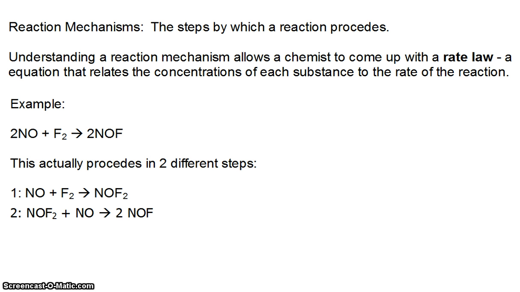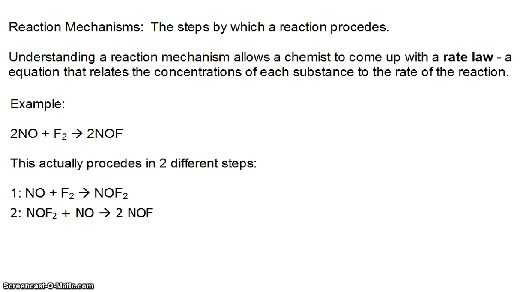When reactions happen, they often occur in multiple steps. There are very few reactions out there that happen in just one step. We'll talk about that a little bit later, but for reactions to occur, molecules have to collide. And so if you have a reaction like this example here, where two nitrogen monoxides react with fluorine, the odds of two NOs and one F2 coming together perfectly all at one time are just astronomically small.